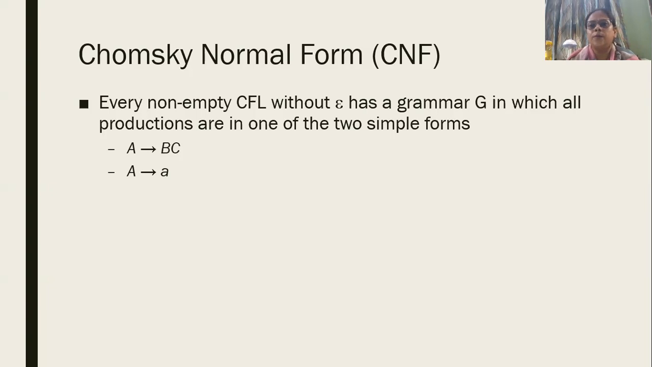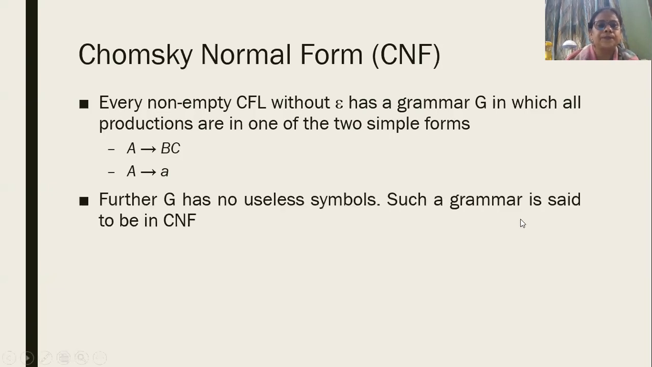Moreover, if you look at the formal definition, it insists that every non-empty CFL without epsilon has a grammar G in which all productions are in one of the two simple forms, A derives BC or A derives a. It goes on a bit further to say that this grammar will have no useless symbols and obviously then no useless productions. If a grammar has all these properties, then the grammar is said to be in Chomsky normal form.